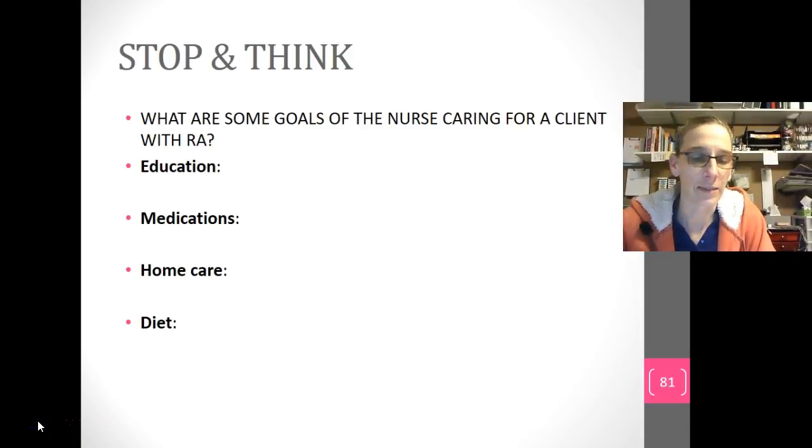Okay, so again, you're going to have to make sure that they eat a well-balanced diet. Also need to remember that even in the acute phase, even when they're having symptoms, they still need to have some joint movement, okay? They may not want to do it, but they need to do it. All right.